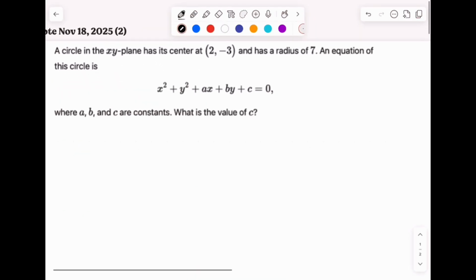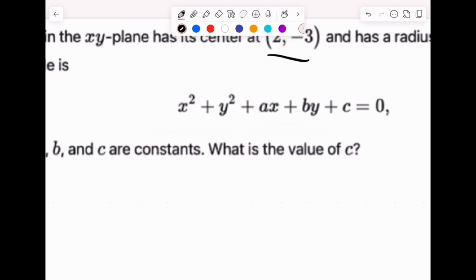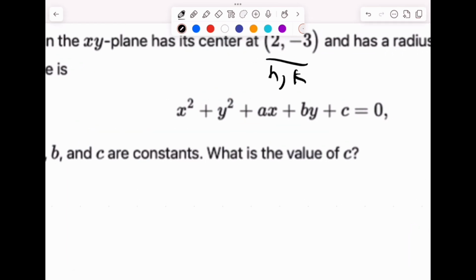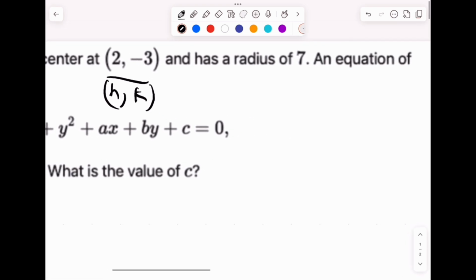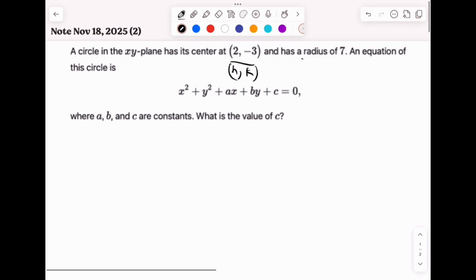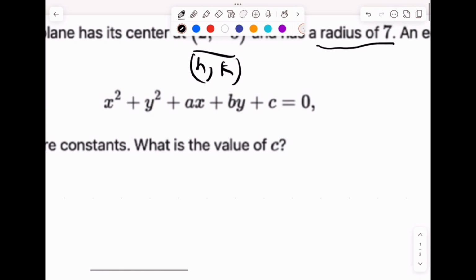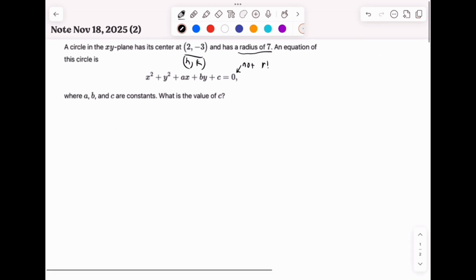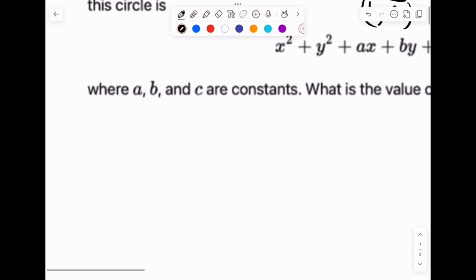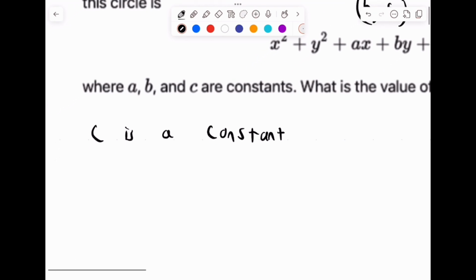A circle in the xy plane has a center at 2, negative 3, which is h and k, and has a radius of 7. An equation of the circle is whatever this monstrosity is, but please note that 0 in this case is not r, so it is not our radius. And we're trying to find c. Well, we know, because we're given an equation, that c is a constant, meaning that it doesn't change. It's going to remain that value, which is very critical for what we're about to do here.